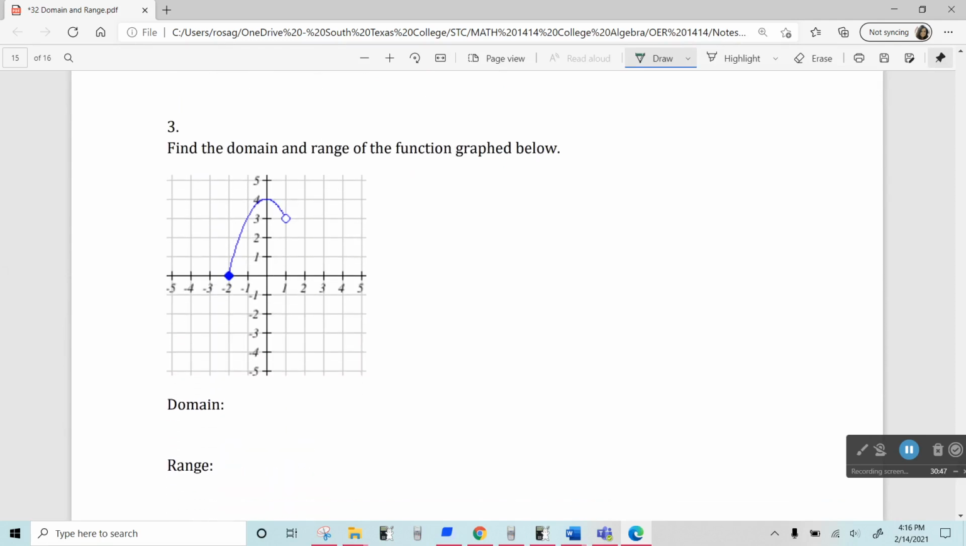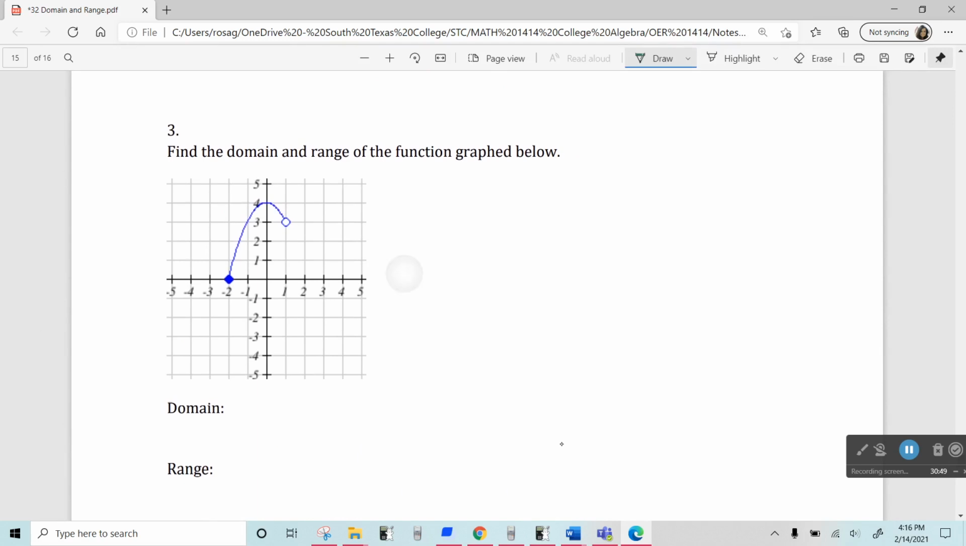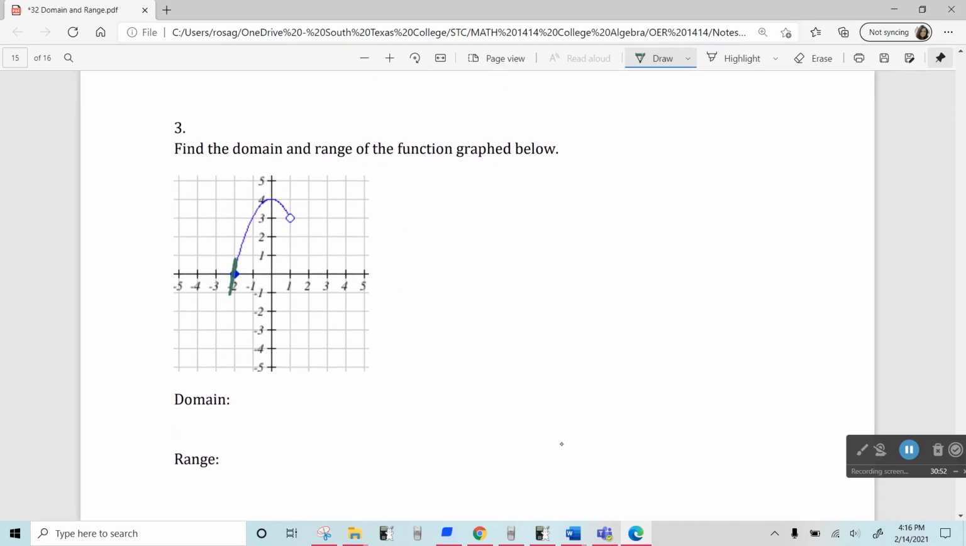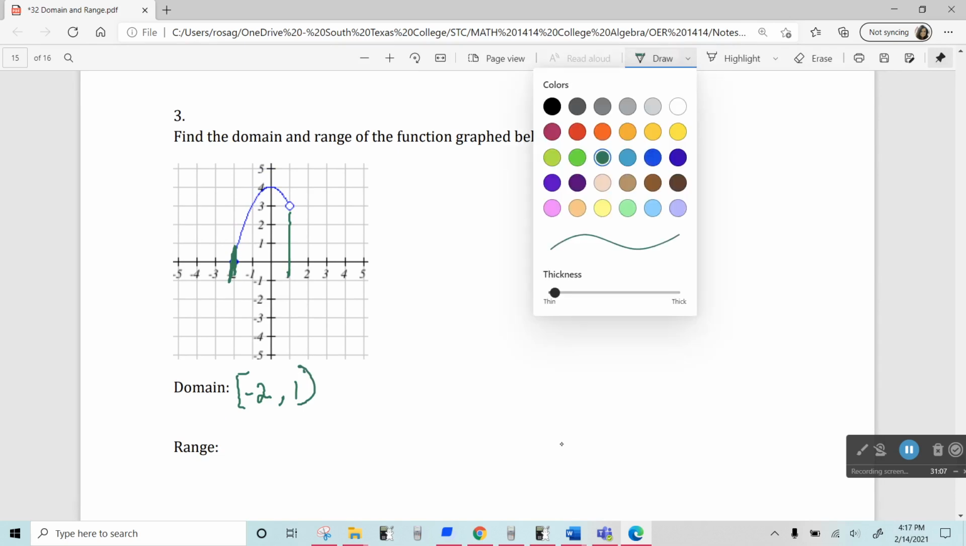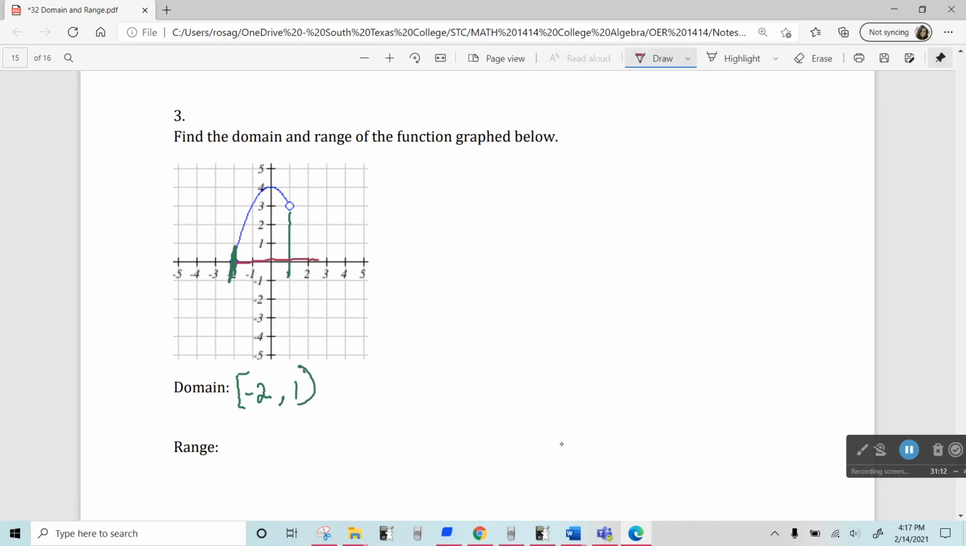Now, when you're trying to find a domain for something like this, again, the x's, where does it start on the x and where does it end? It starts here and it ends right there. The domain of the function, it doesn't say what, so I'm going to write it in interval: -2 to 1, because the 1 doesn't have an open circle, I'm going to put it like that. Now, when it comes to the range, where does it start? It starts here on the y's, and where does it end? Right there. So it's going to be from 0 to 4.